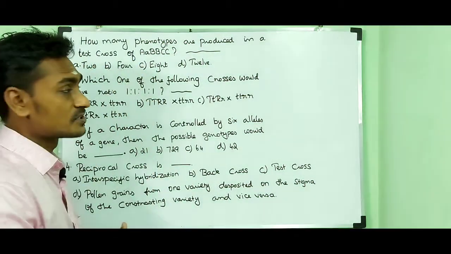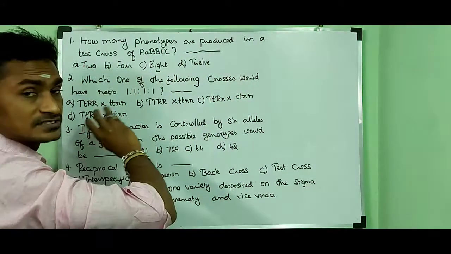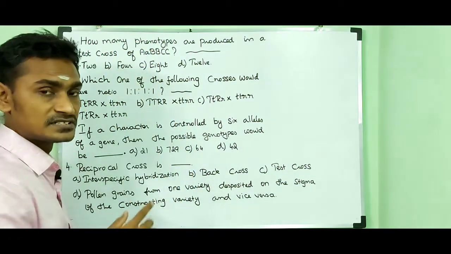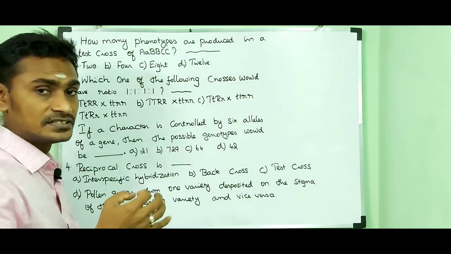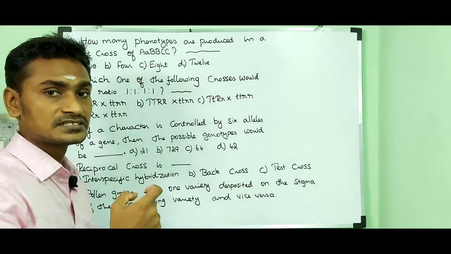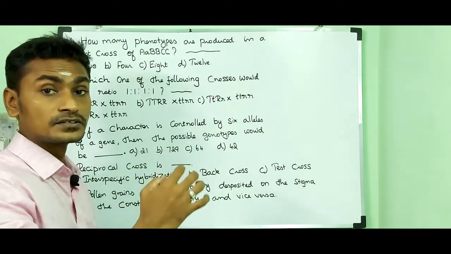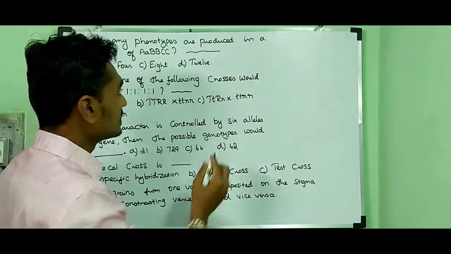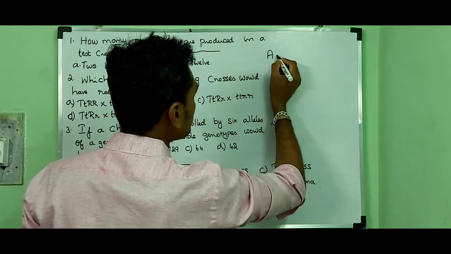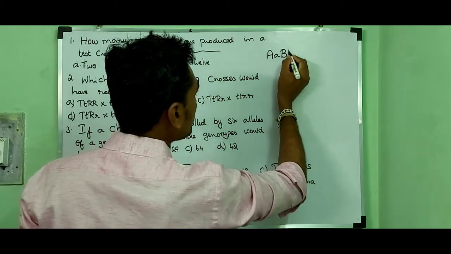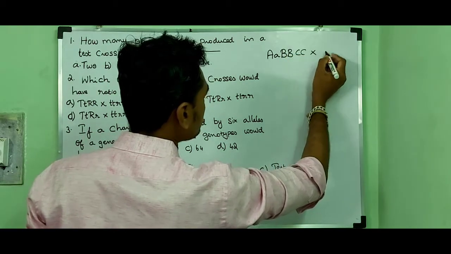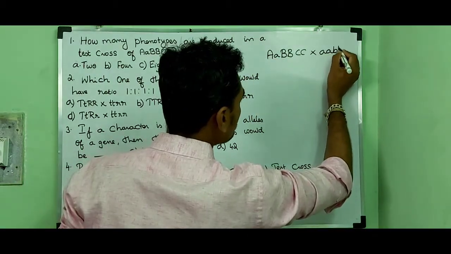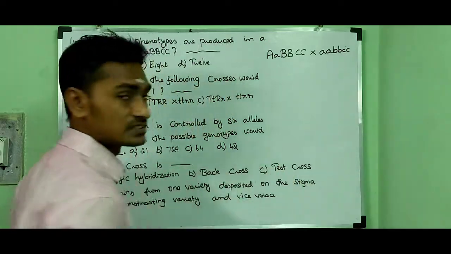How many phenotypes are produced in a test cross of capital A, small a, capital B, capital B, capital C, capital C? A test cross is a condition in which the F1 generation is crossed with the recessive parent, the homozygous recessive parent. So here we are going to make a cross between capital A, small a, capital B, capital B, capital C, capital C and the homozygous recessive parent, small a, small a, small b, small b, small c, small c.